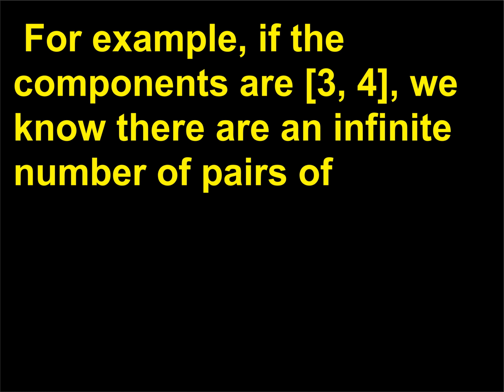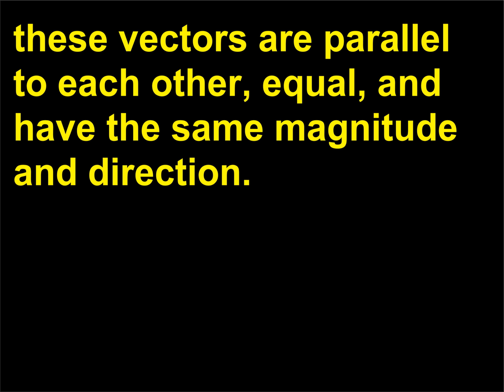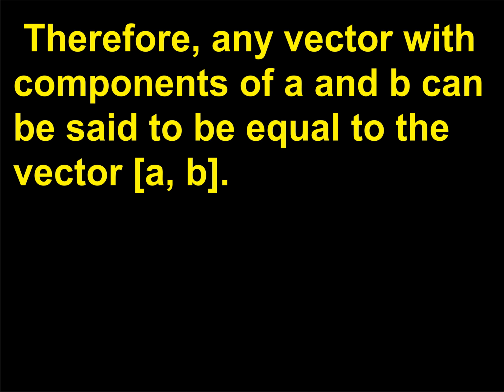For example, if the components are (3, 4), we know there are an infinite number of pairs of points in the plane with x and y coordinates whose respective differences are 3 and 4. All these vectors are parallel to each other, equal, and have the same magnitude and direction. Therefore, any vector with components a and b can be said to be equal to the vector (a, b).